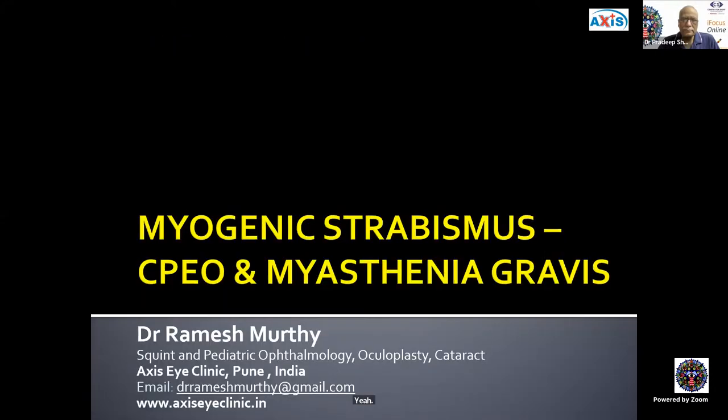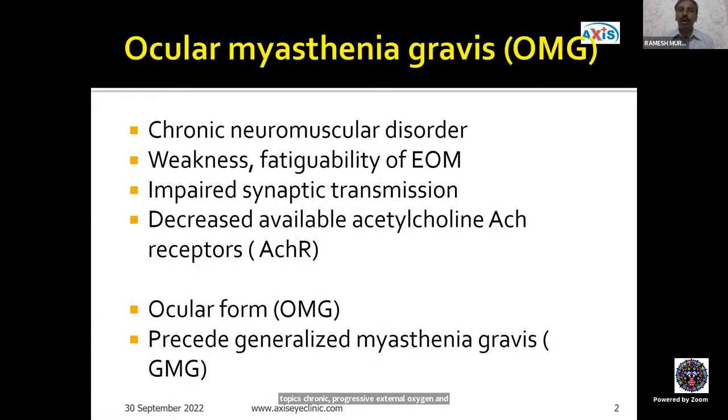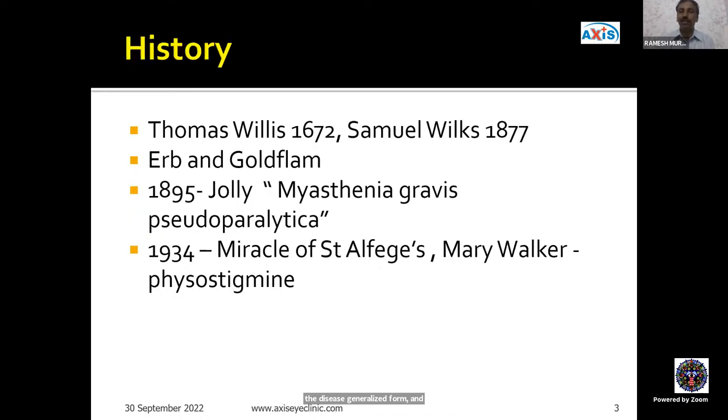Sir, let's go ahead. So, sir, today we'll talk about two very interesting topics: chronic progressive external ophthalmoplegia and myasthenia gravis. So, ocular myasthenia gravis is a fairly common condition. It is a chronic neuromuscular disorder where there is weakness and fatigability of the extraocular muscles. It happens because of impaired synaptic transmission because of decreased available acetylcholine receptors. There are two basic forms of the disease, the ocular and the generalized form, and the ocular form will sometimes precede the generalized form of myasthenia gravis.